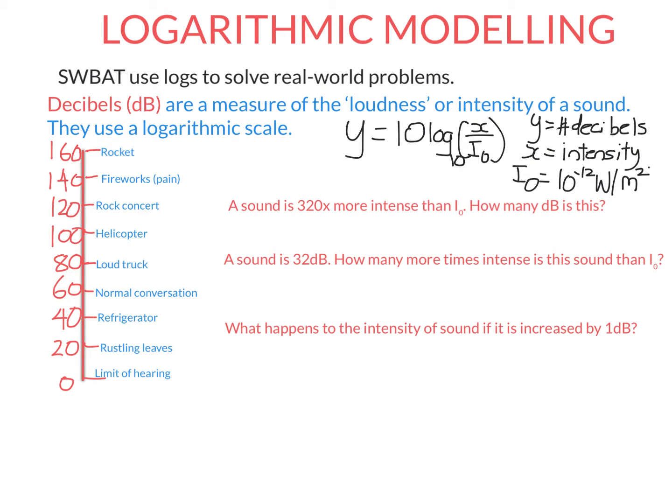Each time you go up by 10 decibels, you're multiplying the intensity of the sound by 10. So 10 decibels is 10 times more intense than at 0 decibels. 20 is 100 times the intensity at 0 decibels. 30 is 1,000 times, 40 is 10,000 times the sound at 0 decibels, and so on. All of these are in comparison to this here.